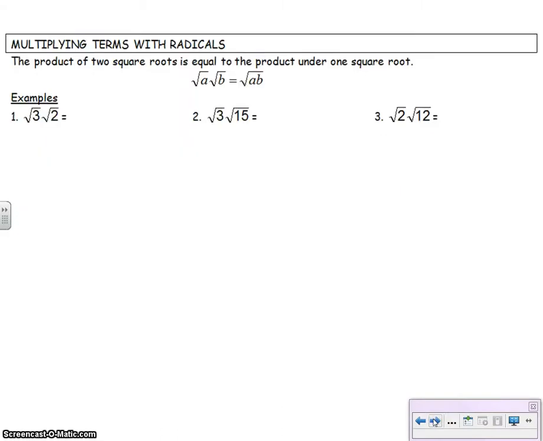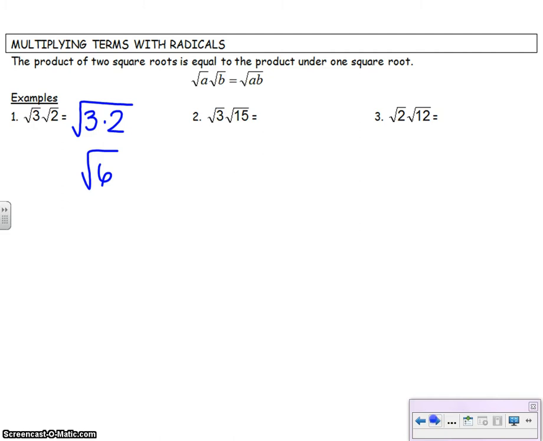Now we're going to talk about multiplying terms with radicals. The product of two square roots is equal to the product under one square root. So basically we're going to take these two square roots and squish them back together. So the square root of 3 times the square root of 2 is the same thing as putting 3 times 2 under one square root, which is 6.